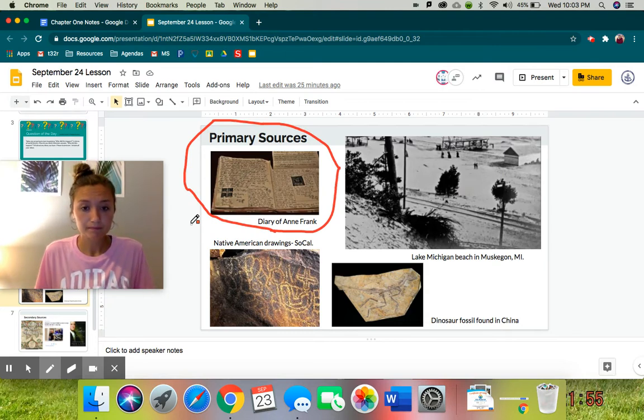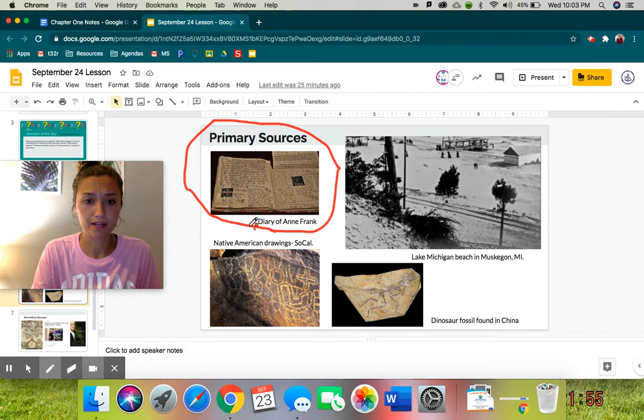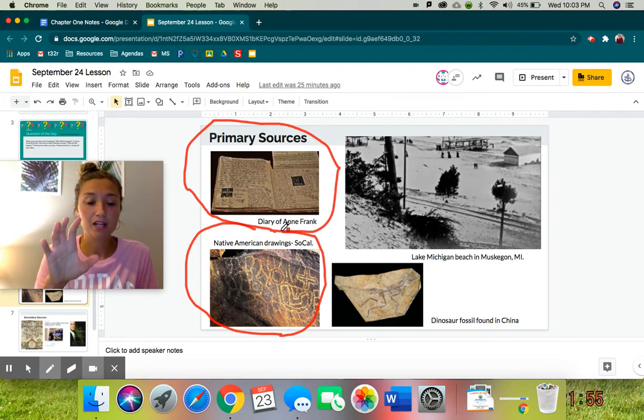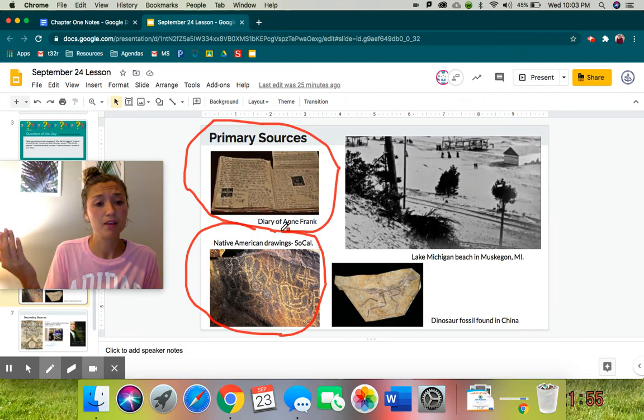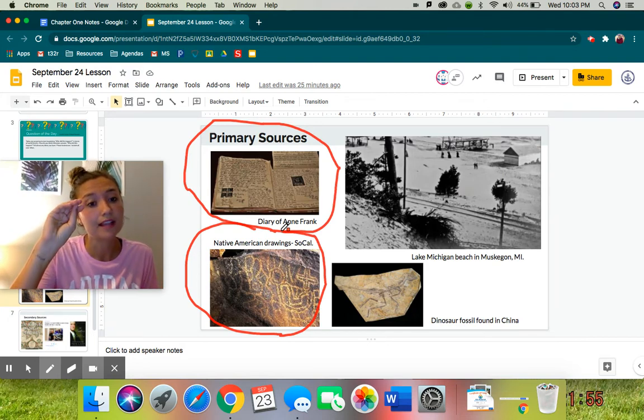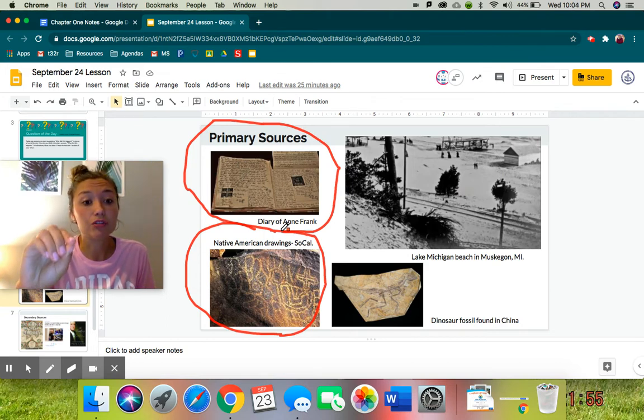The next example we have here, Native American drawings from Southern California. So these are from the time period of the Native Americans that lived in Southern California. So it's a primary source, okay? It's not someone giving you a report about the Native Americans. Like, no, this is the actual writings or pictures that they drew. So it's a primary source.